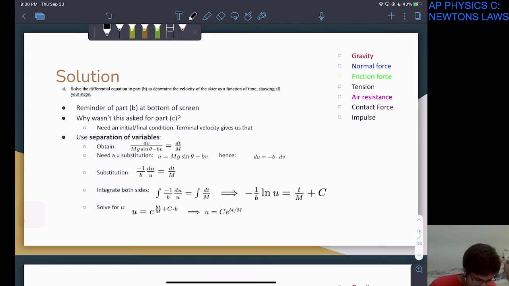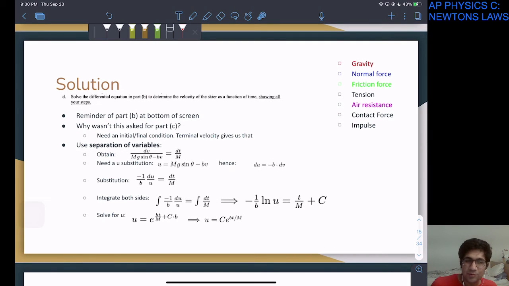All right, part D. So now we want to solve the differential equation in part B to determine the velocity as a function of time. Okay, so why wasn't this question asked before C? And the reason why is that we needed that initial and final condition. Remember, oftentimes we have some constant. We have to solve for the constant using initial conditions. So part C gave us that constant. So now I bet you that we're going to come up with some constant. So let's take a look.